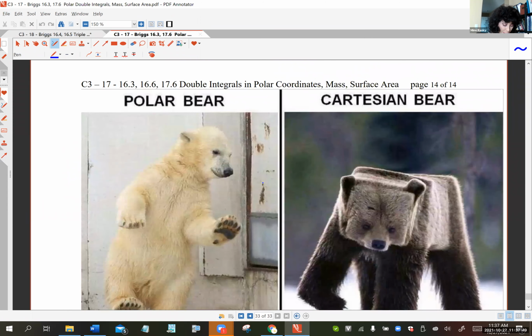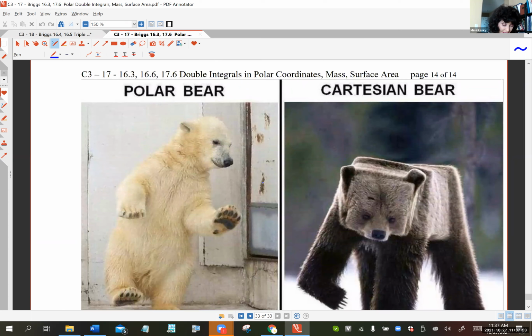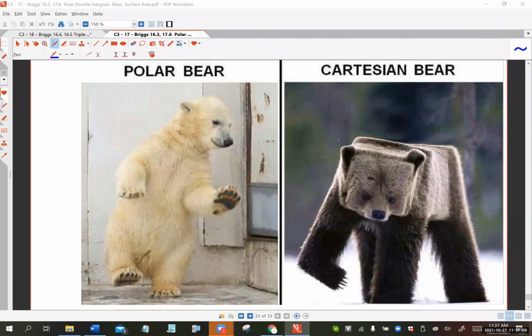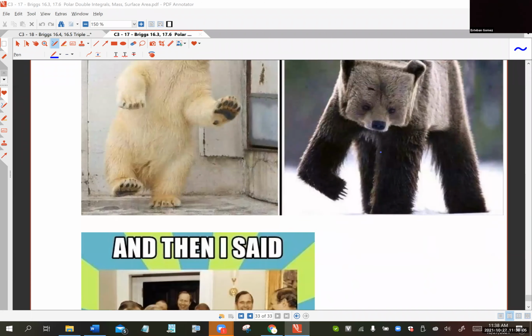Here you go. I thought this was cute. There's a polar bear, and then you have a Cartesian bear, right? Cartesian XY. Yeah, that's a pretty dank meme. Cute. I wonder what happened to that other bear.